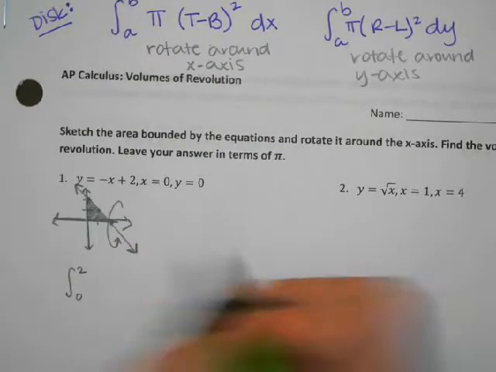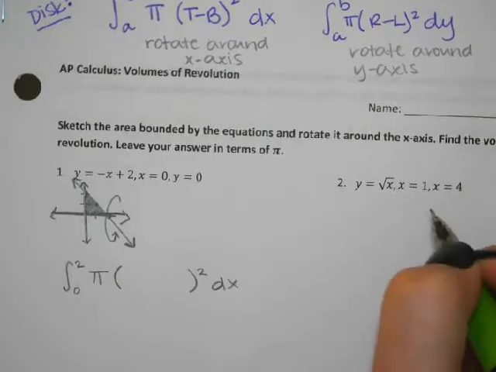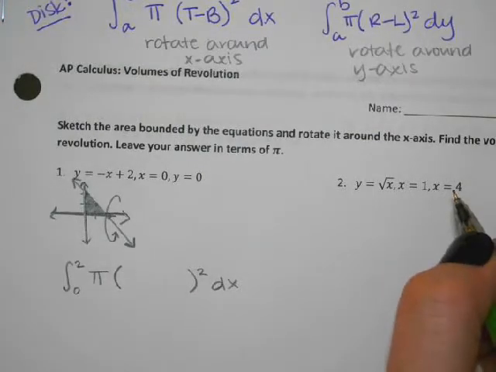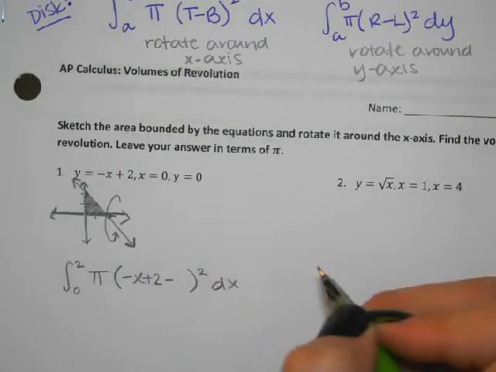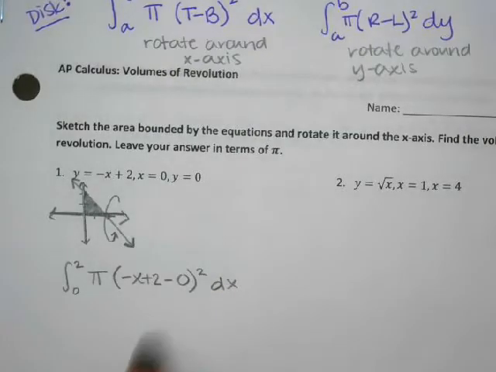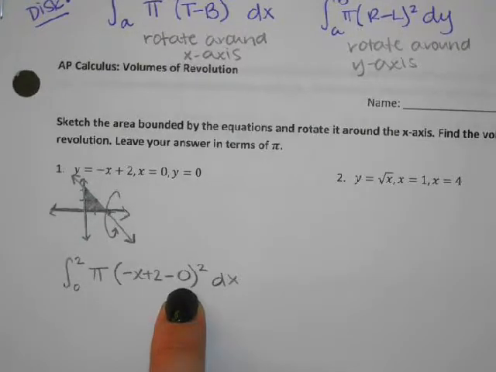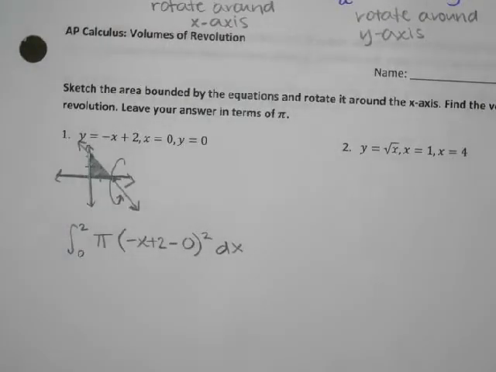And if I do top, I've got pi r squared, right? So pi times r squared dx. If I do top minus bottom, what do I have? Negative x plus 2 minus, what's the bottom? 0. The reason I'm going to put that bottom of 0 in there is because if we start to rotate this around something other than the axis, it's going to change that number. Right now it's the x-axis, so we just have 0, but if it was something else, it would change. And we're going to do this completely by hand. They want our answer in terms of pi, which means we have to do it by hand.